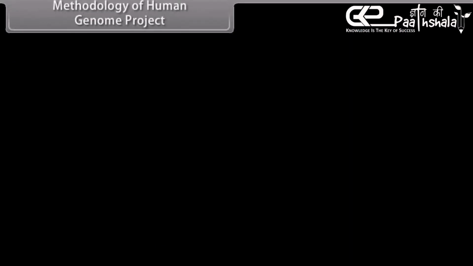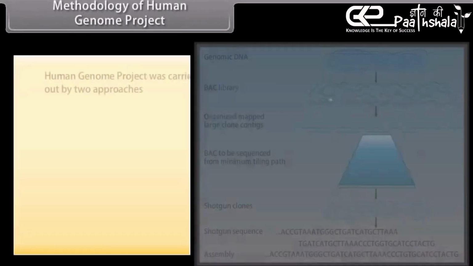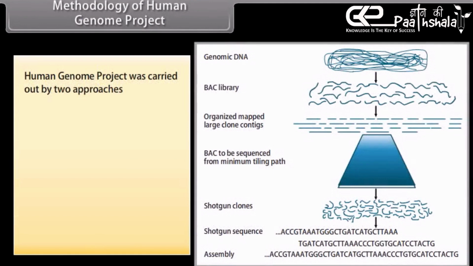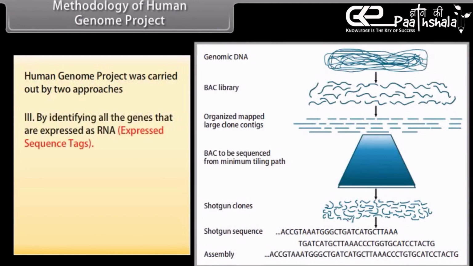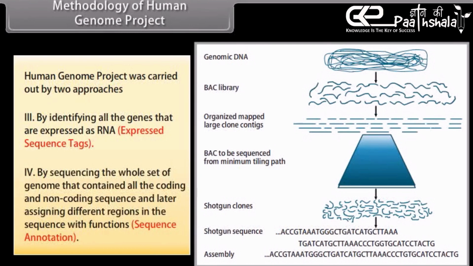Methodology of Human Genome Project. Human Genome Project was carried out by two approaches. By identifying all the genes that are expressed as RNA, expressed sequence tags, and by sequencing the whole set of genome that contained all the coding and non-coding sequence, and later assigning different regions in the sequence with functions. Sequence annotation.